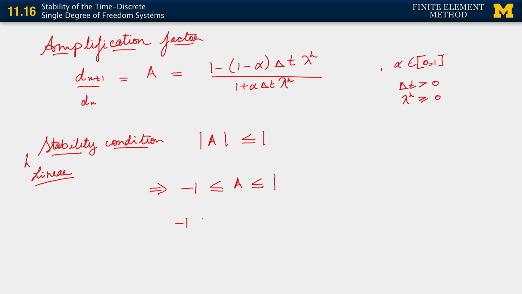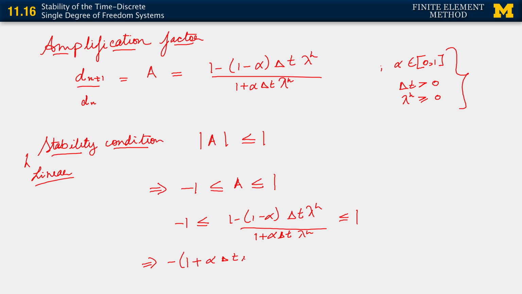So what that means then is that -1 is less than or equal to 1 minus alpha delta t lambda h divided by 1 plus alpha delta t lambda h, which is less than or equal to 1. Now, because of the conditions I've put up here, we are guaranteed that our denominator is positive. So what this lets us do is safely multiply through by the denominator.